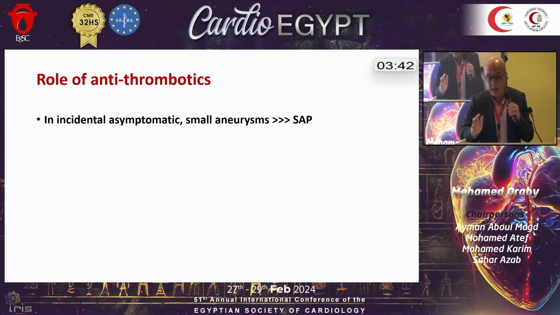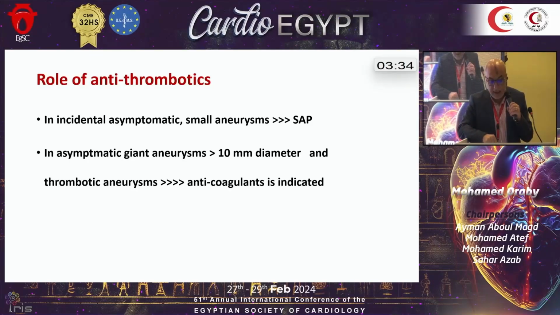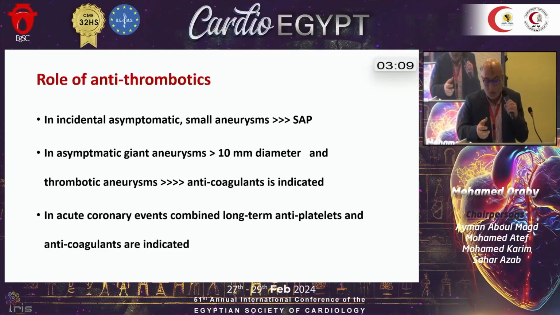If it is an incidental, asymptomatic small aneurysm, you can just continue with single antiplatelet agents. If it is asymptomatic giant aneurysm, and by giant aneurysm there is a different cut of values for the definition of giants, but as a general consensus it's more than 10, 20, and there is thrombotic aneurysm, anticoagulation is for sure needed in such like situations, even if the patient is asymptomatic. In patients presenting with acute coronary events, combined long-term antiplatelets and anticoagulants for sure are indicated.